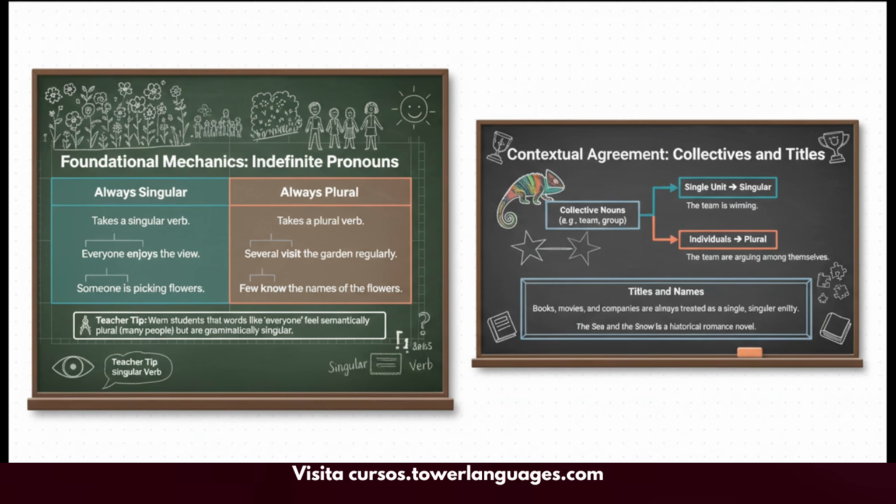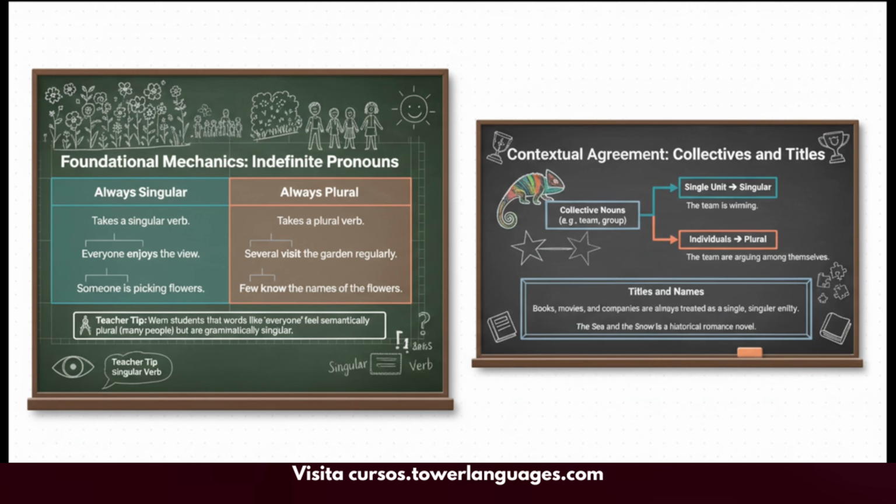And this slide, wow, it just perfectly lays out 2 of the biggest hurdles. So on the left, you've got these indefinite pronouns, everyone, somebody. The thing is, they feel plural, don't they? They refer to a bunch of people, but grammatically, they're always singular. That's a huge trip up for students. Then on the right, you've got collective nouns like team or family. And these guys are like little chameleons. They can be singular or plural depending on what you mean.